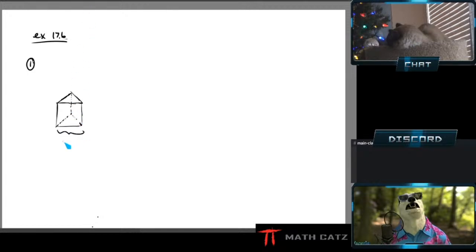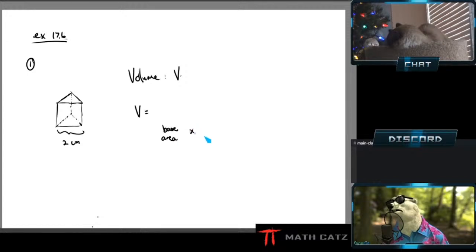Length 2 units. I'm going to make it centimeters just so we can write down the unit of the volume answer. Why is my prism so low? I don't know. Volume, V. Now I need the area of the base times the height. So the area of the base, my regular polygon formula, even for the triangle.